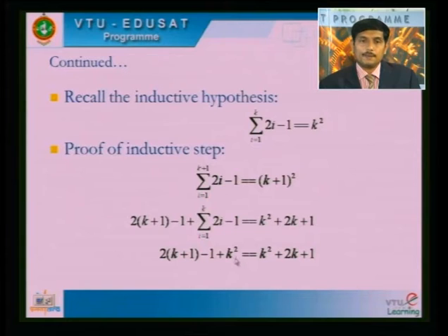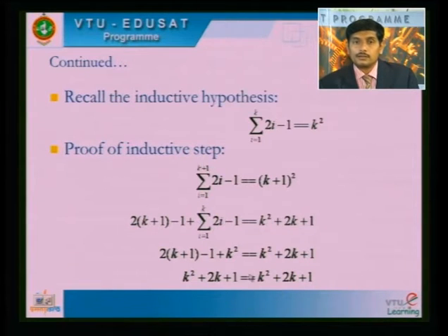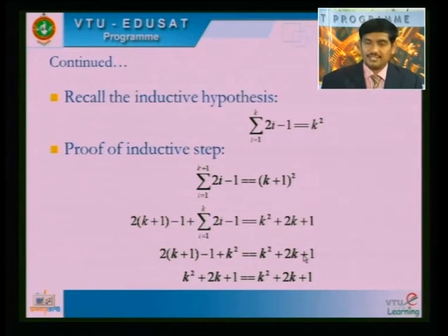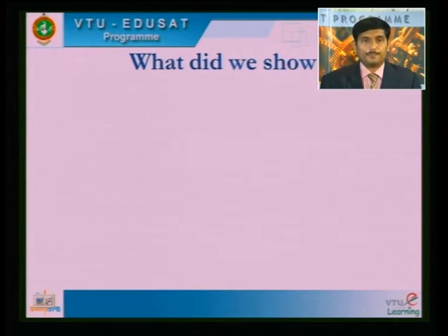Next, if we simplify that, we use the assumed step, that is k square, plus 2 times k plus 1 minus 1. We substituted here, and that is the same as k square plus 2k plus 1 on the left hand side as well as the right hand side. This is one of the deductive procedures.